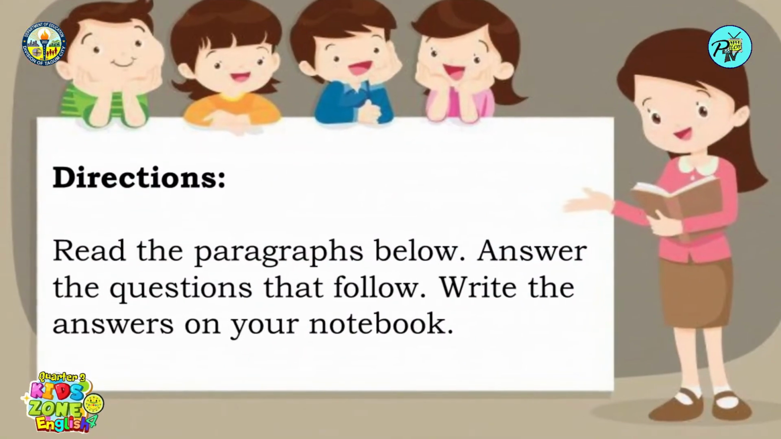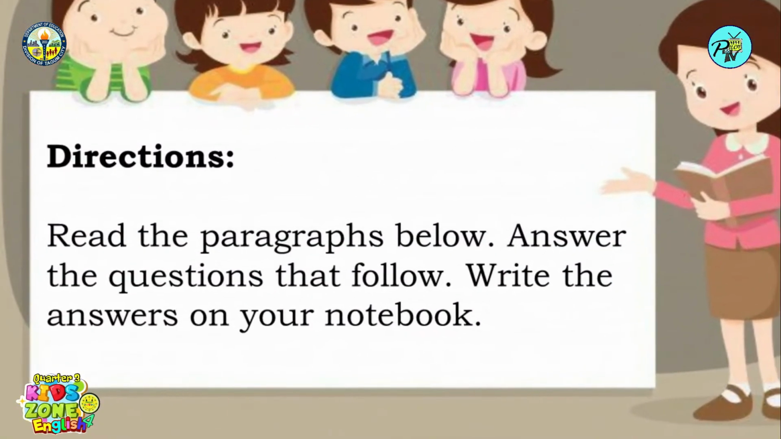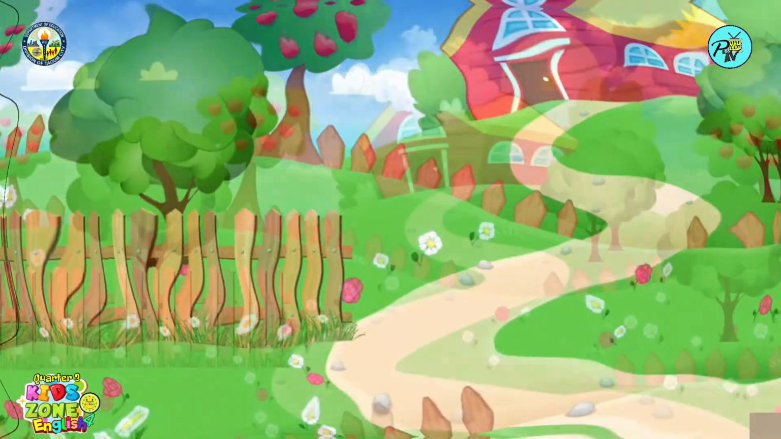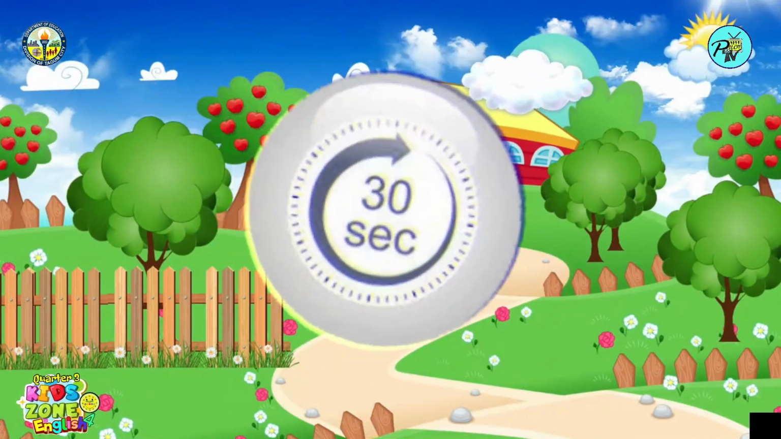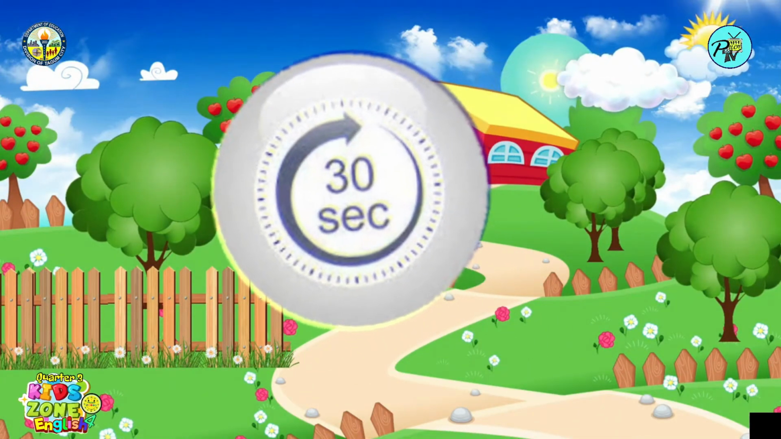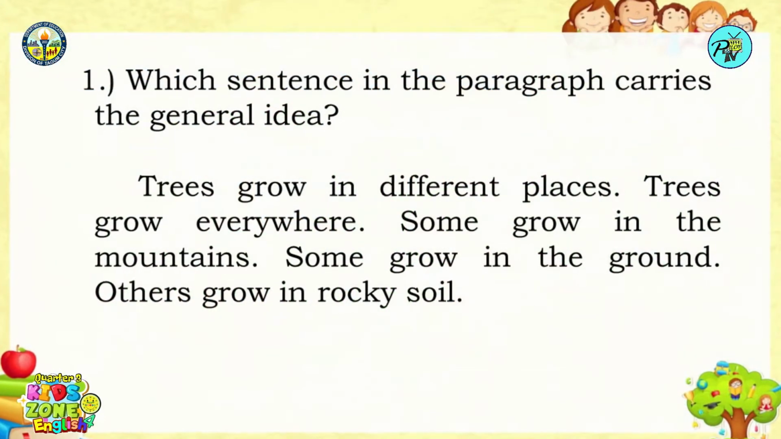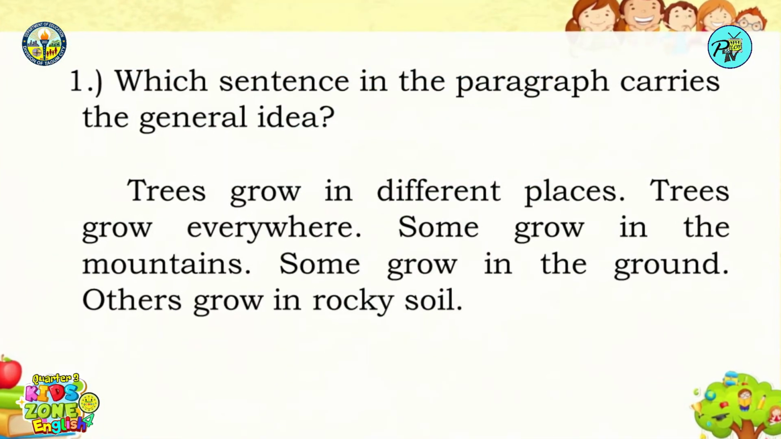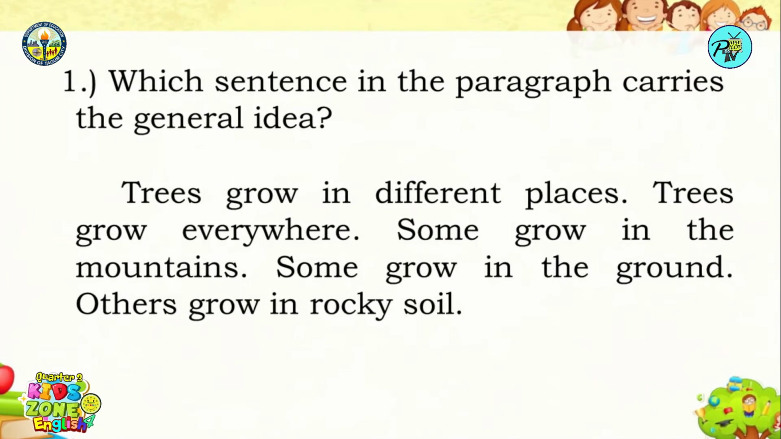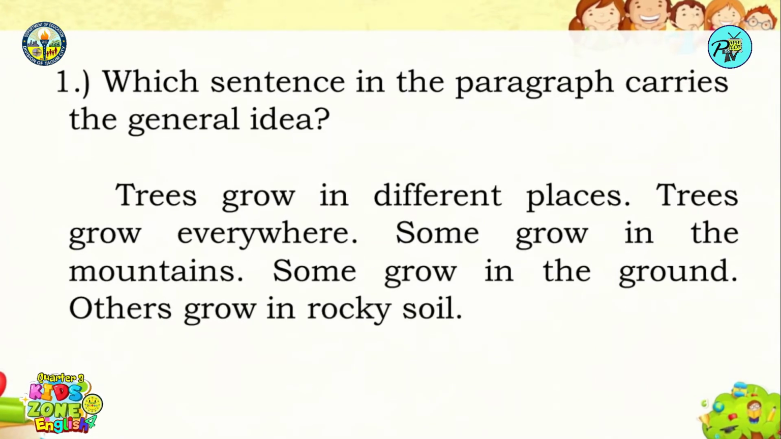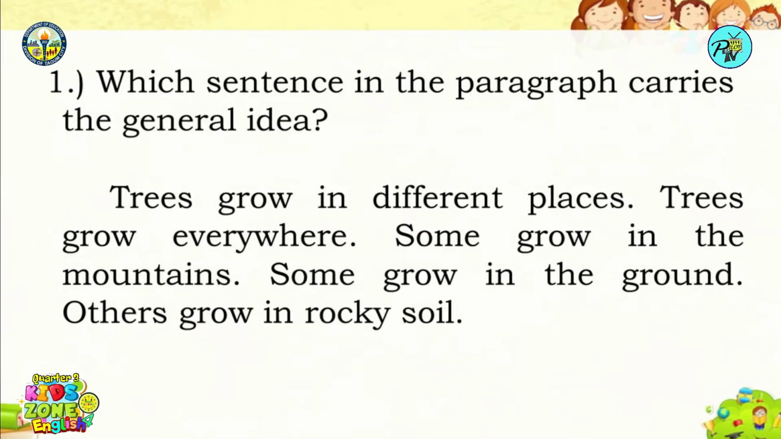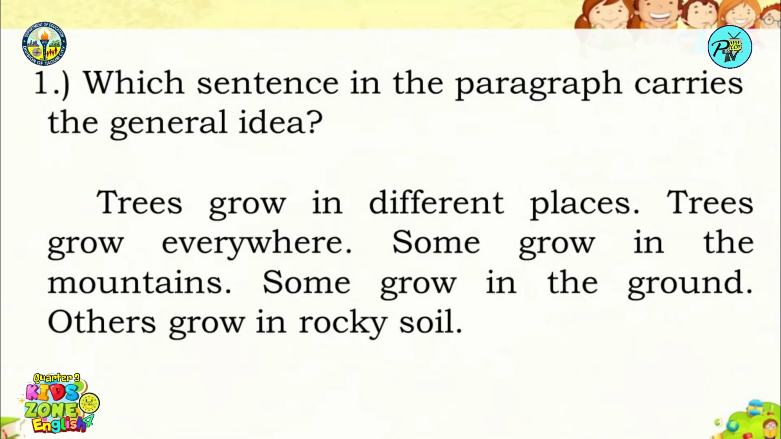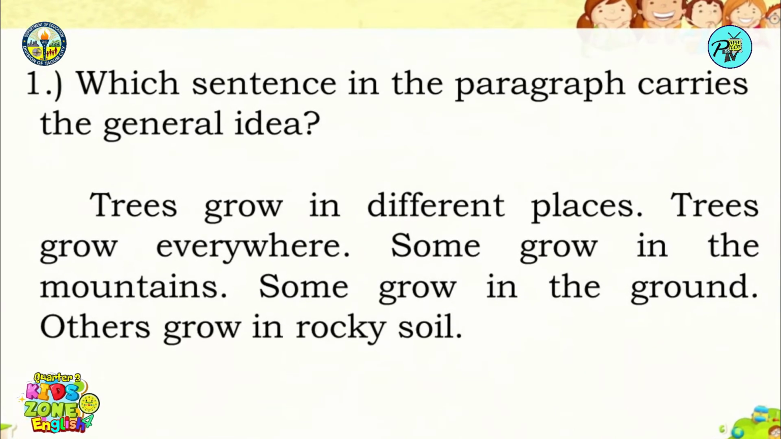Read the paragraphs below. Answer the questions that follow. Write the answers on your notebook. You will be given 30 seconds to answer each question. Number 1. Which sentence in the paragraph carries the general idea? Trees grow in different places. Trees grow everywhere. Some grow in the mountains. Some grow in the ground. Others grow in the rocky soil.